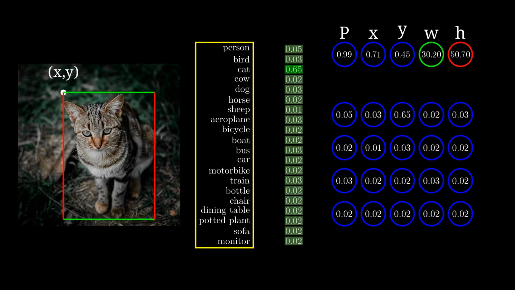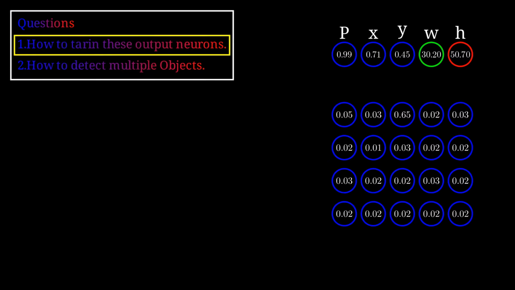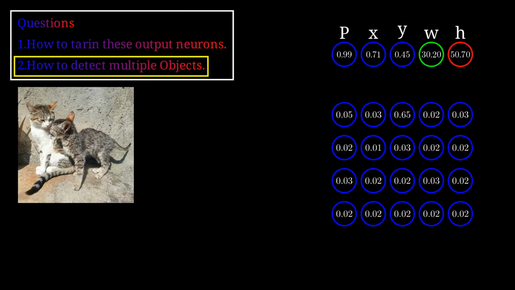Now, there are two questions to answer. The first is how to train such a model to predict these 25 values accurately, and the second question is, what if there is more than one object in an image? How do we detect both of them?